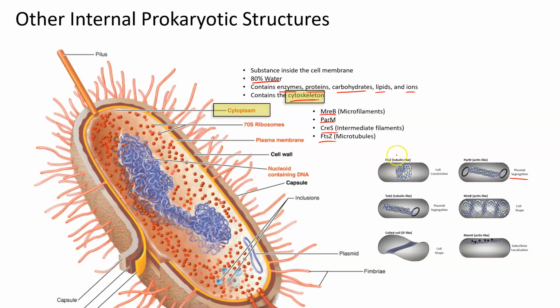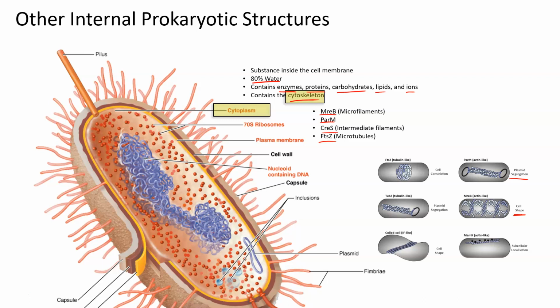The FtsZ, that's your tubulin-like structures. They kind of go around the cell on the outside, and they help to allow the cell to constrict in certain points. You have the MreB. Those are actin-like substances. They help to give the cell its shape. And a variety of other reasons.